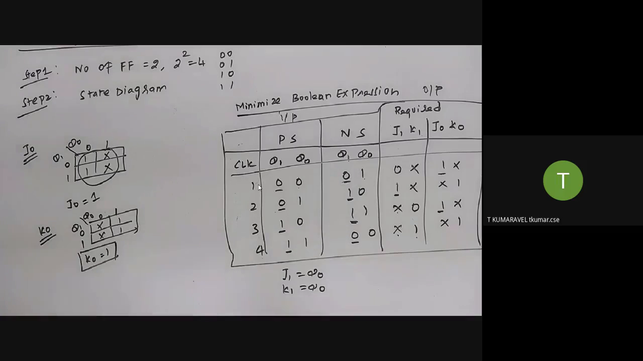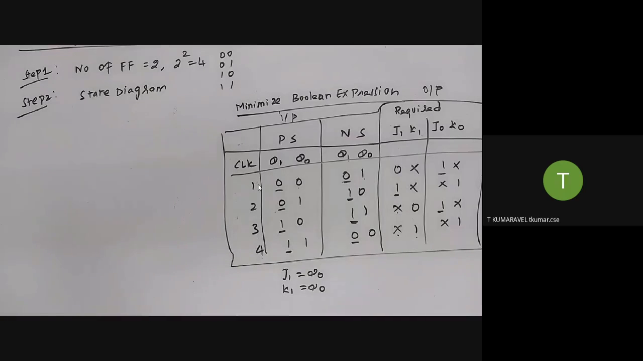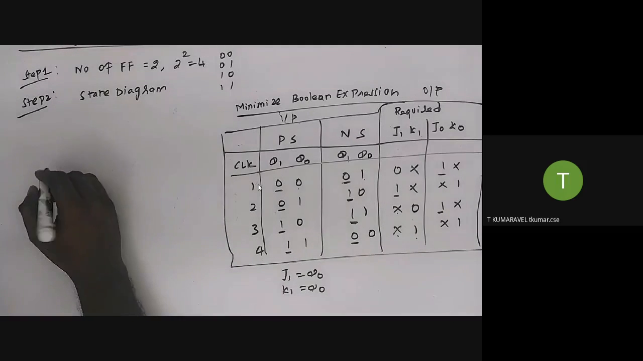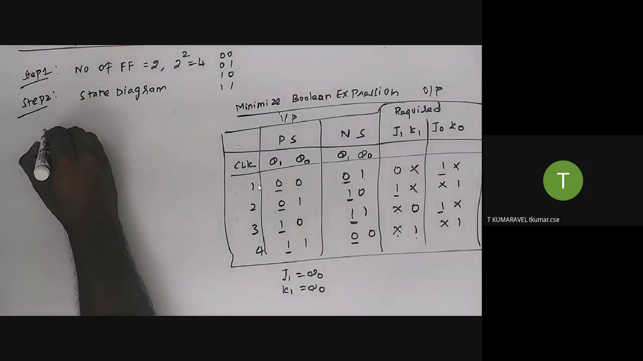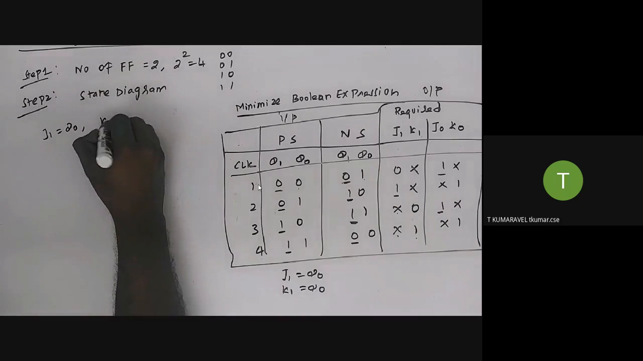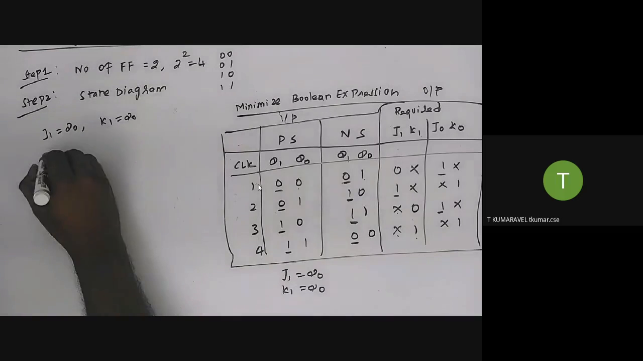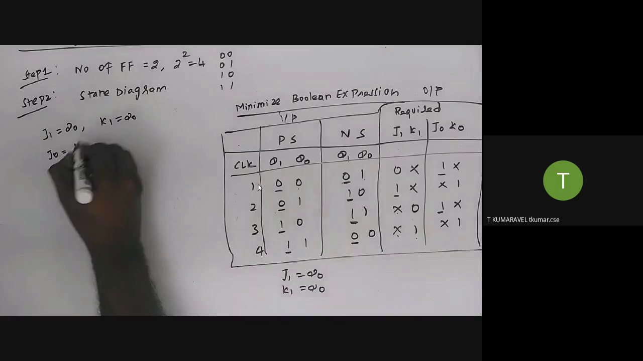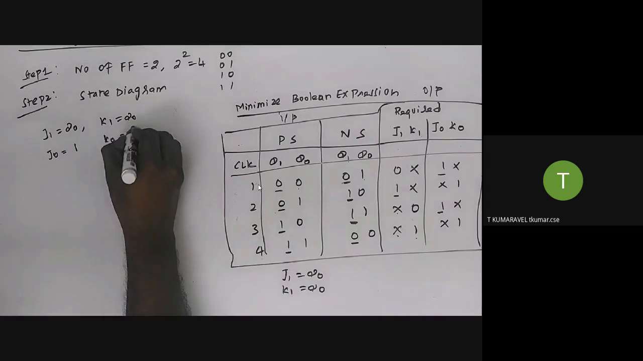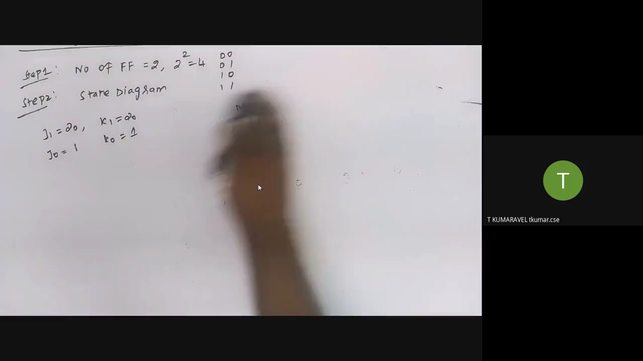Okay, now we have successfully formed the minimized Boolean expressions. J1 equals Q0, K1 equals Q0, J0 equals 1, and K0 equals 1. So based on that, you should write the logic diagram. So how do you do that?